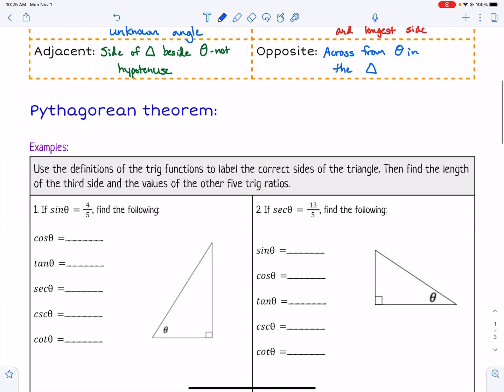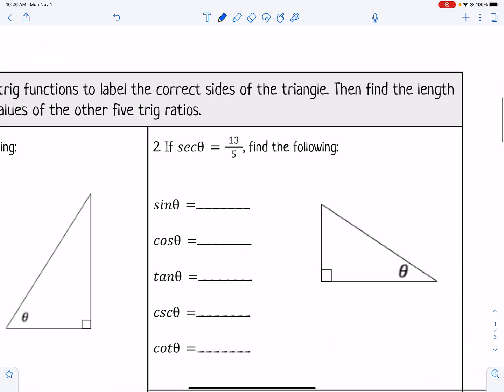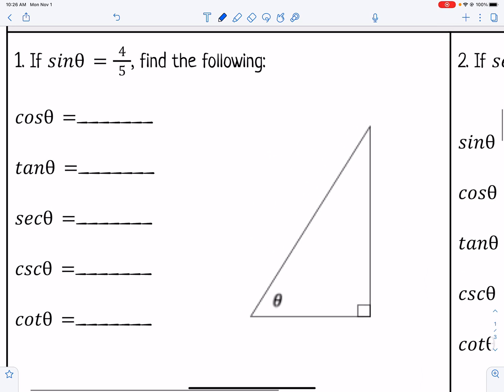So let's take a look at some examples of how this helps us to set up the trig ratios. So use the definitions of trig functions to label the correct sides of the triangle, then find the length of the third side and the values of the 5 trig ratios. All right, so if we know sine of theta equals 4 over 5, think of some old hippie. So some old hippie helps us remember that sine of theta equals opposite over hypotenuse.